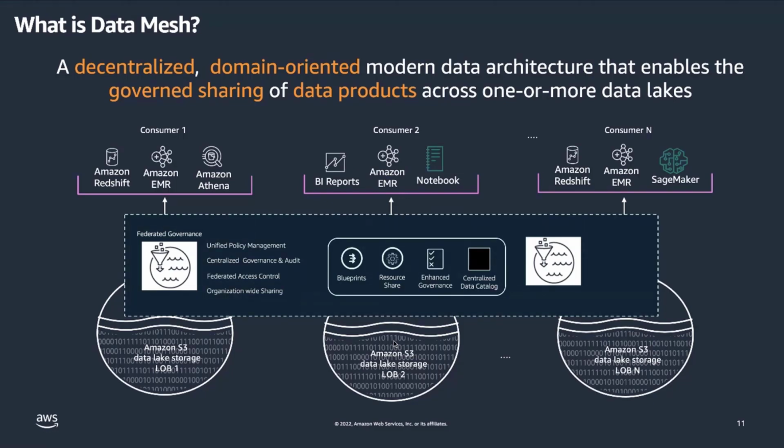So this gives a much broader picture: taking organizational autonomy, self-service, and federated governance, and stitching them together, it enables the governed sharing of data products across one or more data lakes. And how would you still support this decentralized, domain-oriented modern data architecture?